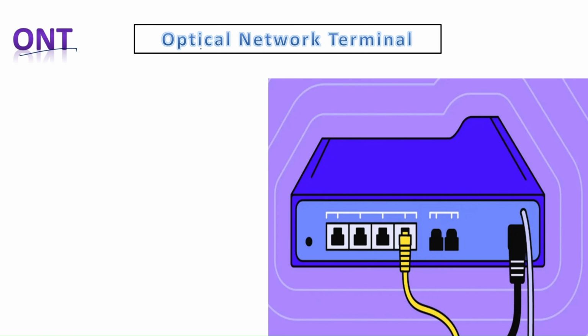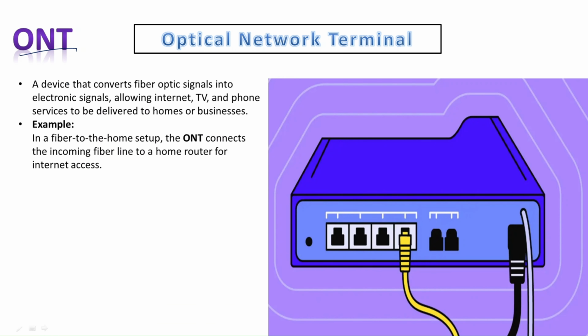ONT, that is optical network terminal. So it is a device that converts fiber optic signals into electronic signals, allowing internet, TV, and phone services to be delivered to homes or businesses. For example, in a fiber to the home setup, the ONT connects the incoming fiber line to the home router for internet access.